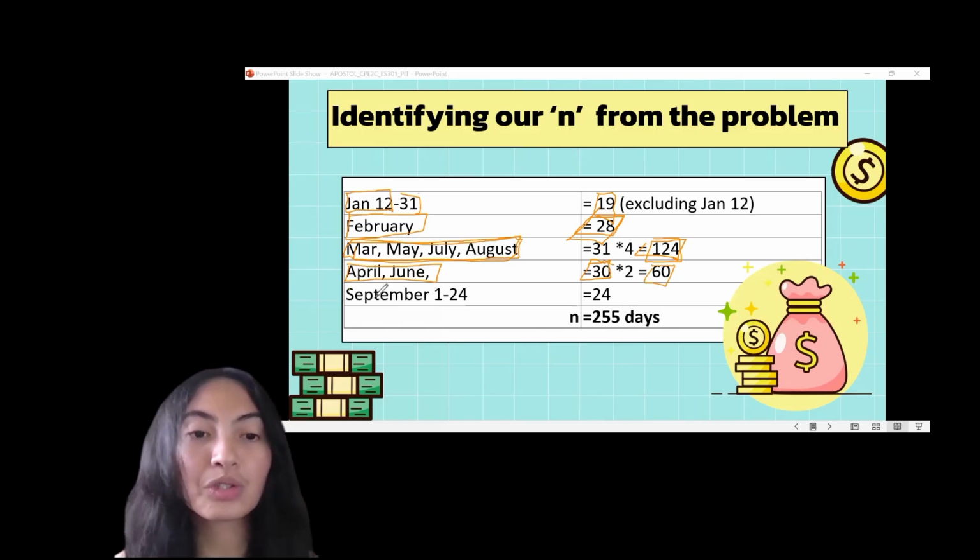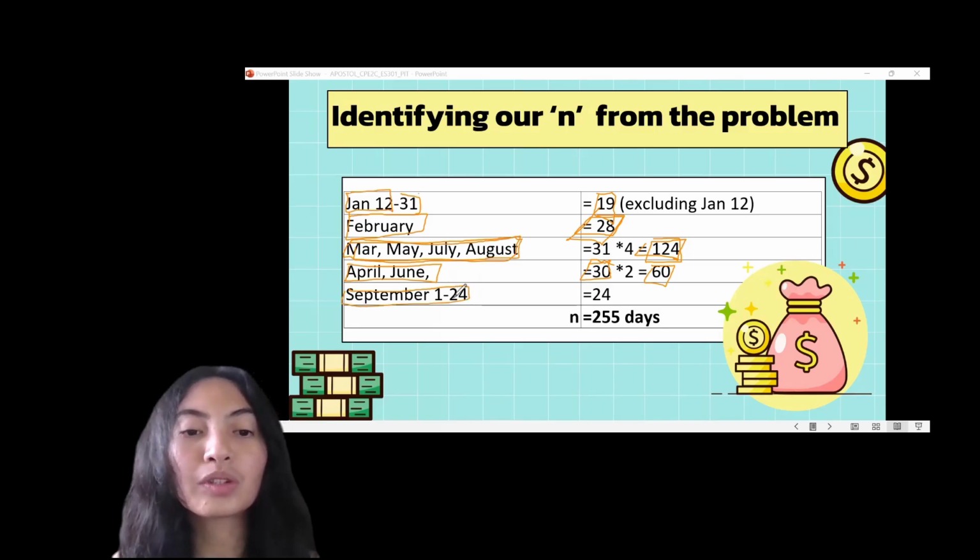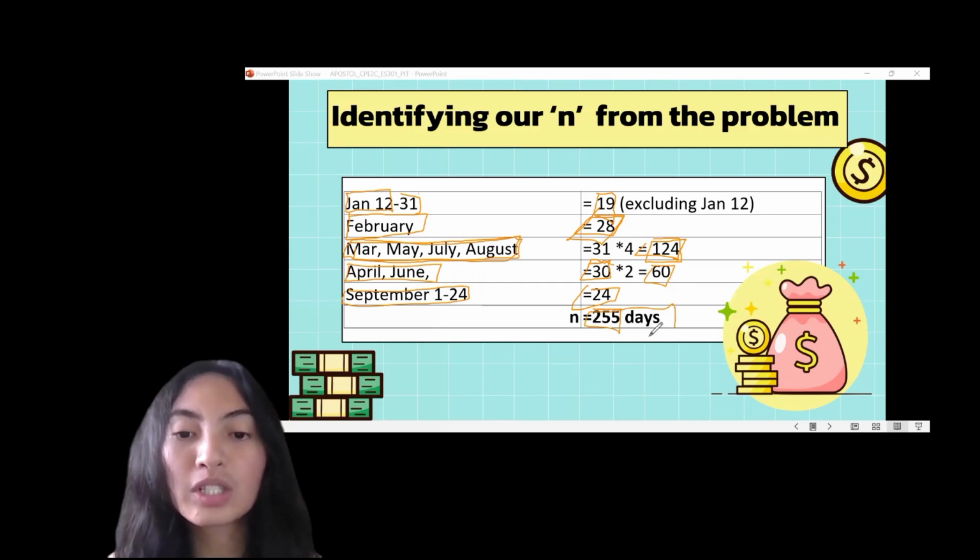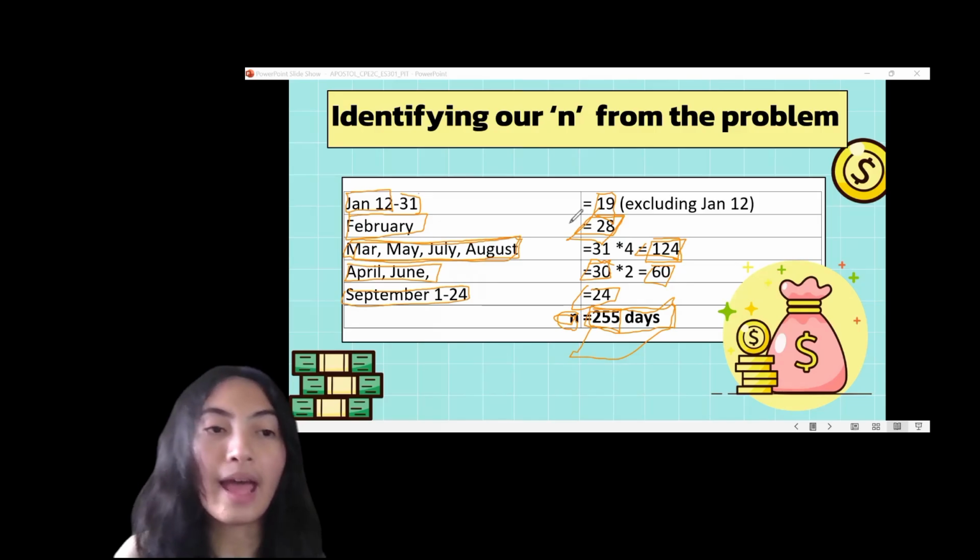And then our last duration, September 1 to 24, is equal to 24 days. All in all, you have to add 19, 28, 124, 60, and 24 in order to get 255, which corresponds to 255 days, the value of our N.